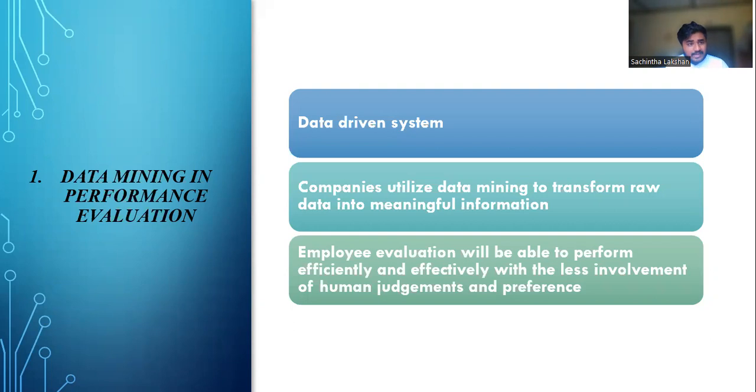Companies utilize data mining to transform raw data into meaningful information. This allows them to fulfill their company goals more efficiently and effectively. Effective data collection, warehousing, and computer processing are required for data mining. There, the HR department can provide the employee data for the system and use the valuable information for making decisions related to employee evaluations efficiently and effectively in a company.